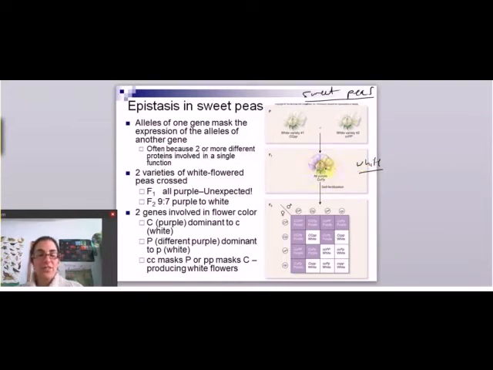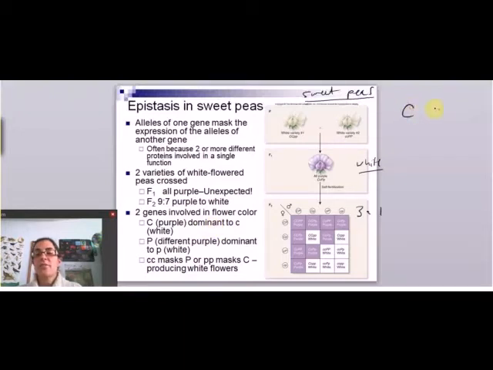So that was the first confusion. They had 2 whites and suddenly saw purple. And then if they self-fertilized the purple, they also did not see a 3-to-1 ratio like they would have expected. They saw this very complicated ratio of purple to white. And what they realized is that there's 2 genes involved in flower color in sweet peas.